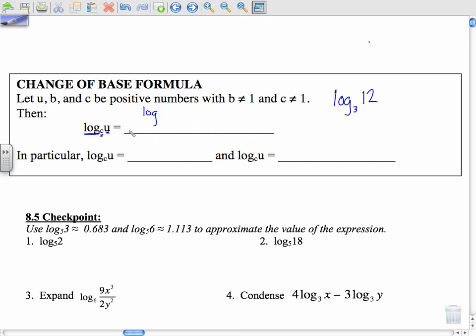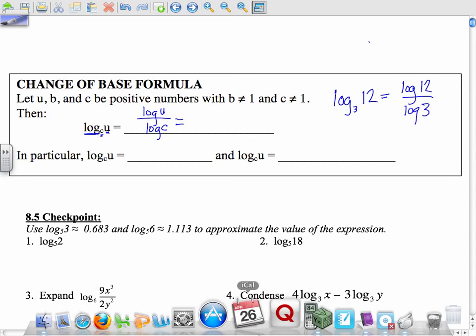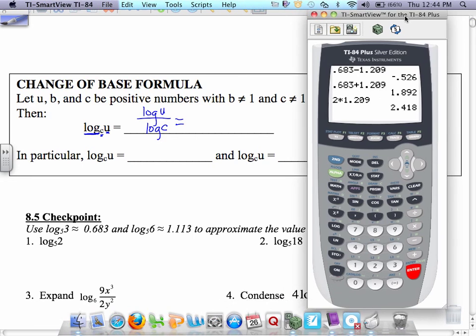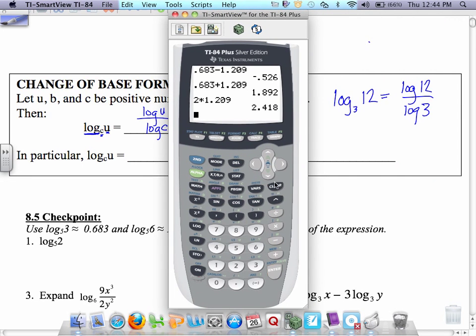If you have a log to base c of u, and let's say these don't work out evenly or this c is not 10, then the easy way to punch this into a calculator, if you want to get it as a decimal, is log of u over log of c. It's really nice because you don't have to necessarily know how many times c goes into u. These will be powers of 10. So if I wanted to do this log base 3 of 12, I would simply, in my calculator, punch in log 12 divided by log 3.